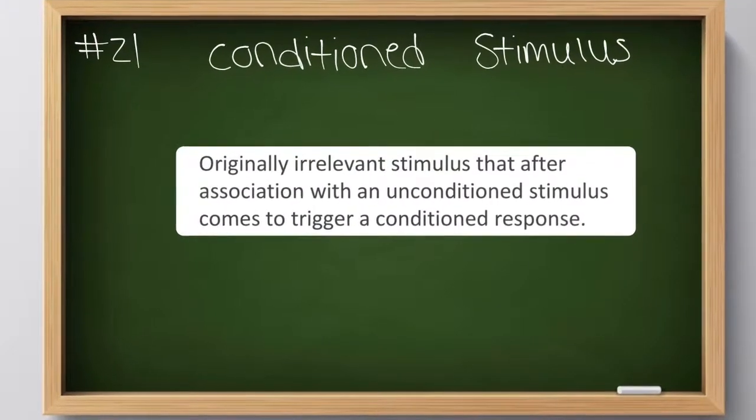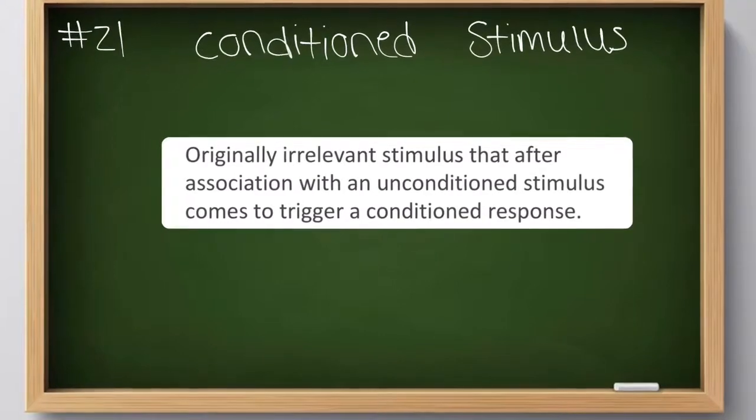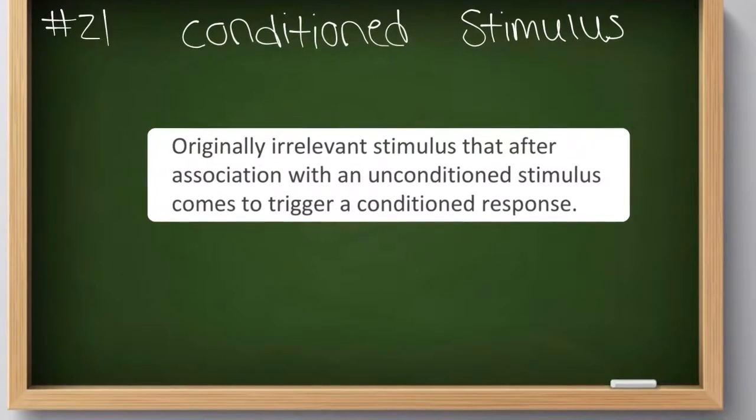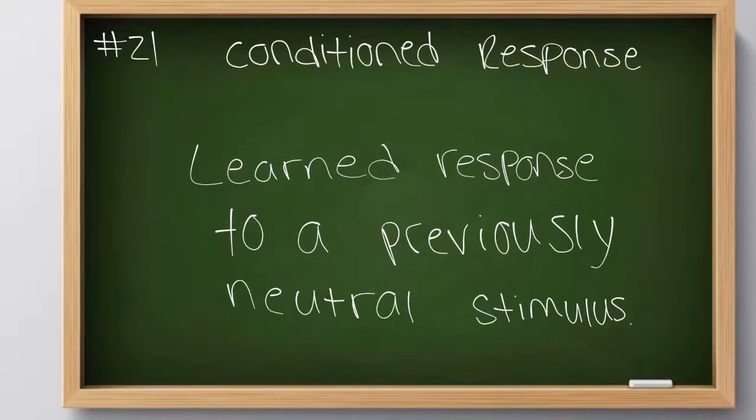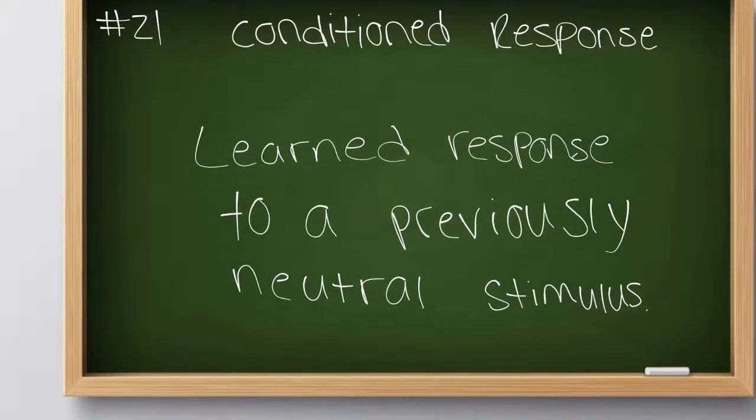Then you have 4, in which you have the conditioned stimulus, which is an originally irrelevant stimulus that after association with an unconditioned stimulus comes to trigger a conditioned response. And lastly, we end with our final result, which is the conditioned response, which is the learned response to a previously neutral stimulus. Overall, those 5 parts are what make up classical conditioning. And I know some of you might be confused because these definitions aren't the easiest, but now I will be showing you an example clip to break down what classical conditioning looks like.